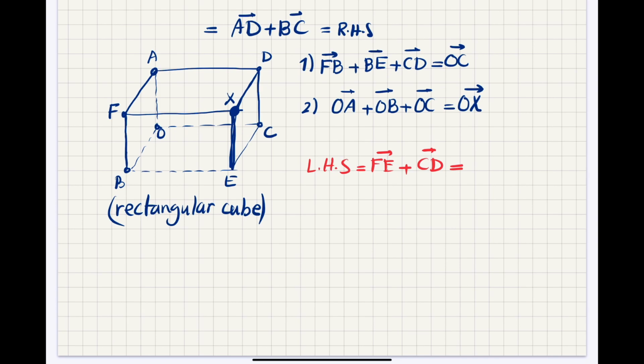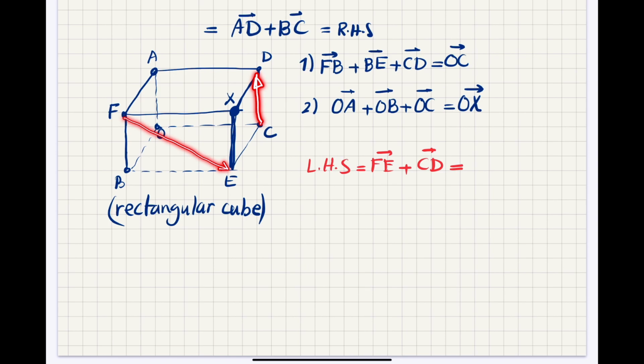Then I have to look at the picture. Where is FE? FE is this vector. Where is CD? CD is this vector. How should I add them? I have to parallel transport. Yes, that's a very simple thing to do.